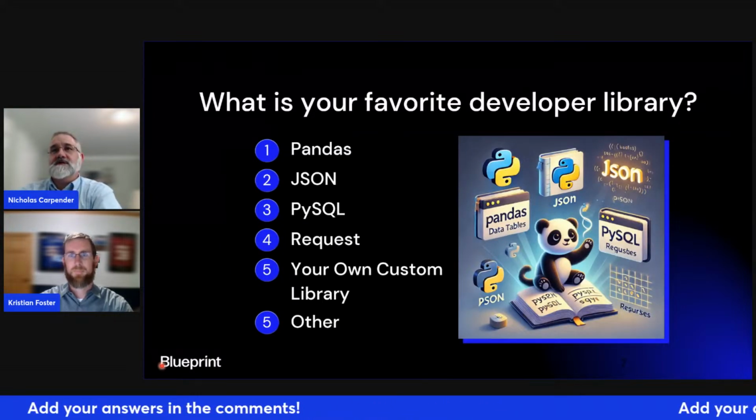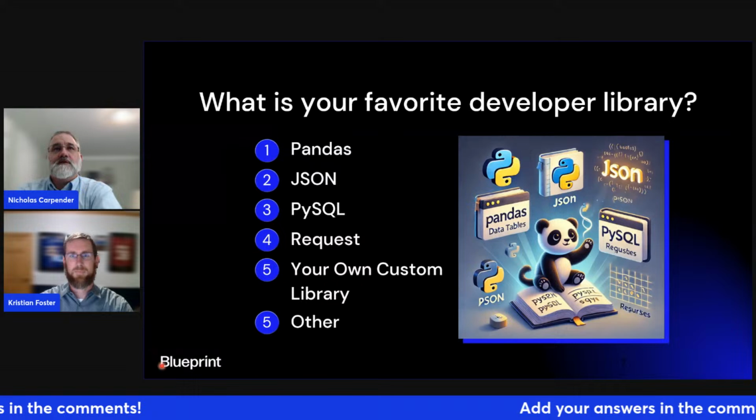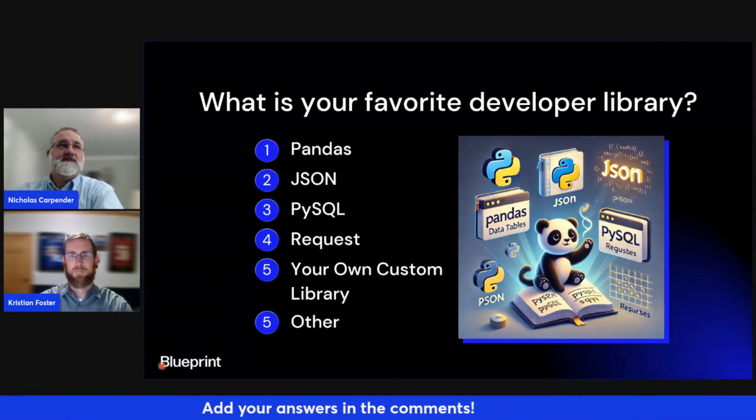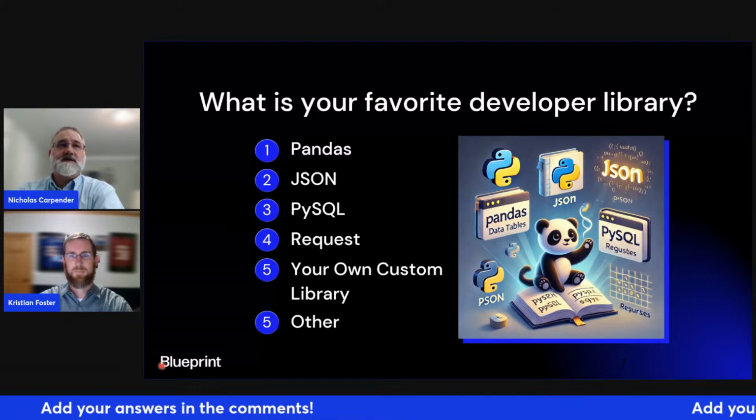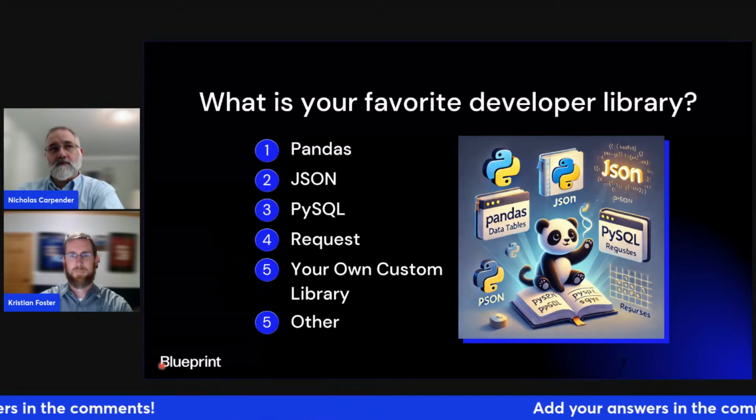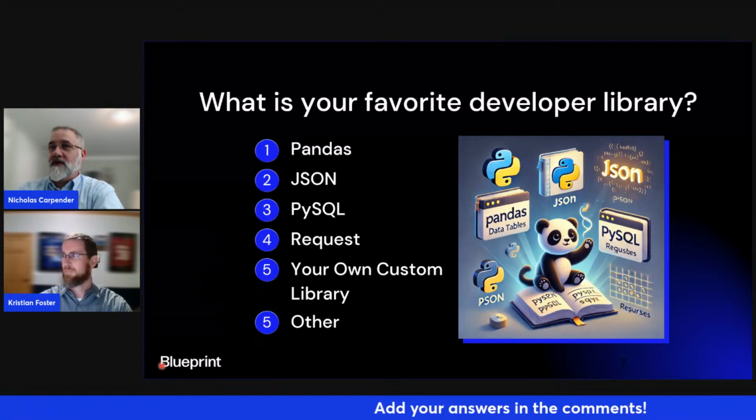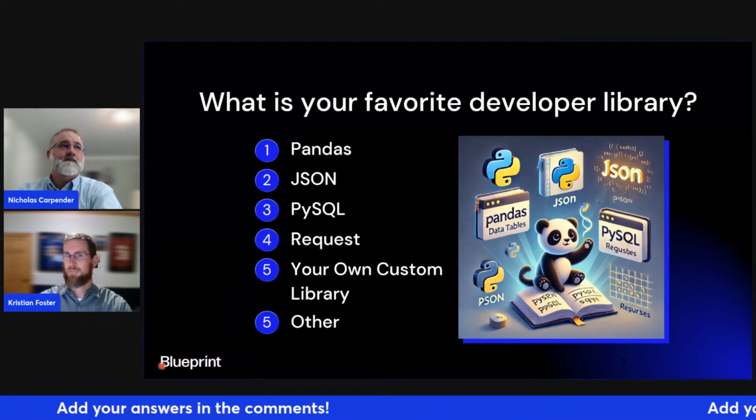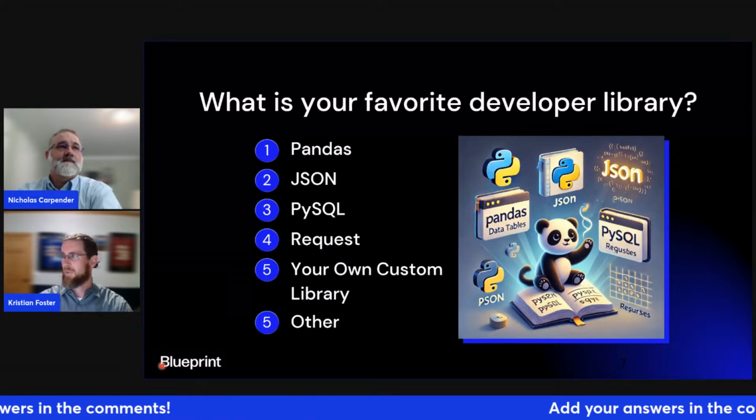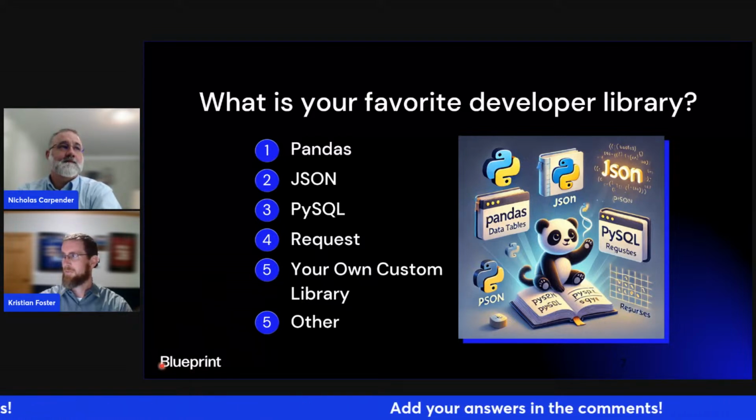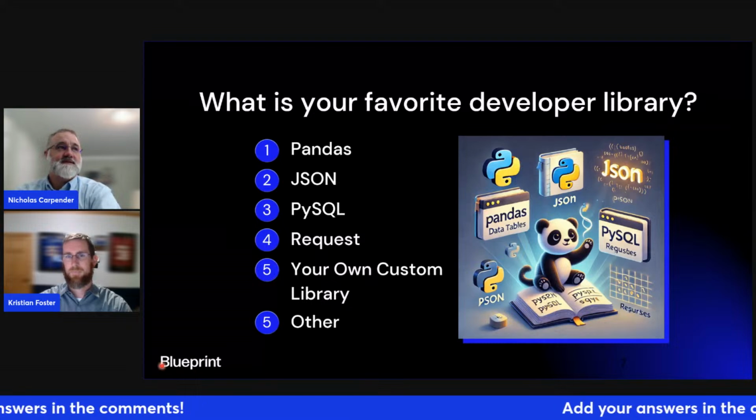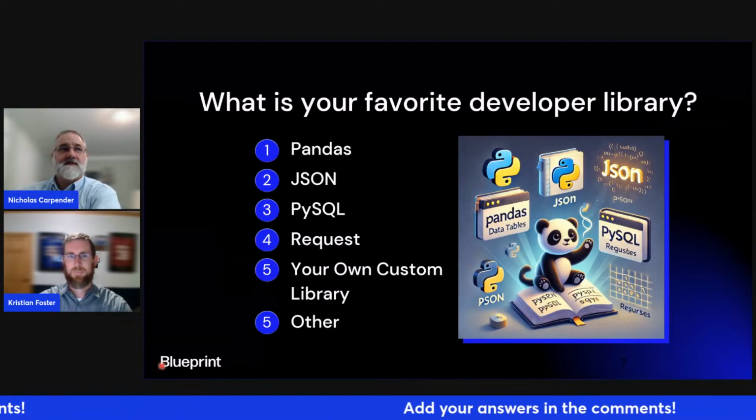The second question is, what is your favorite developer library? 1 is Pandas, 2 is JSON, 3 PySQL, 4 Request, 5 is your own custom library, or number 6 is other. So it looks like it's a tie between 2 JSON and 1 Pandas.